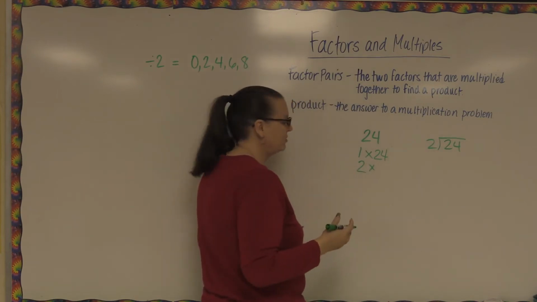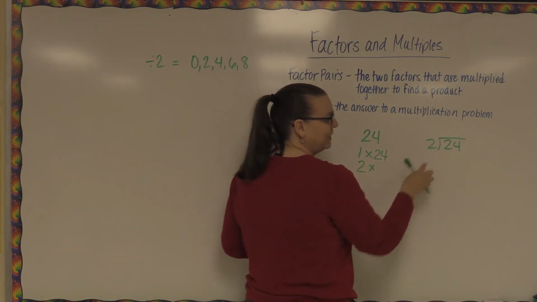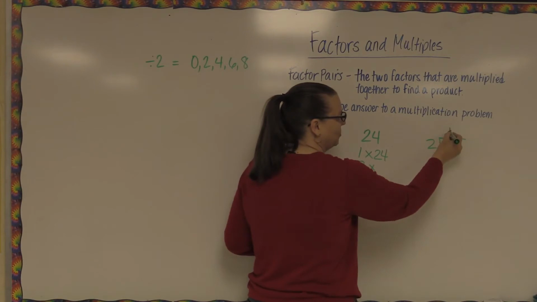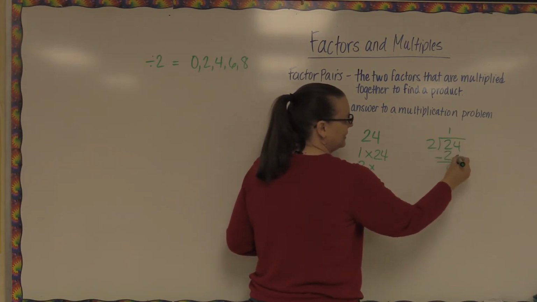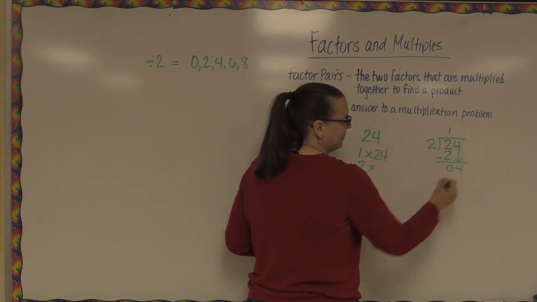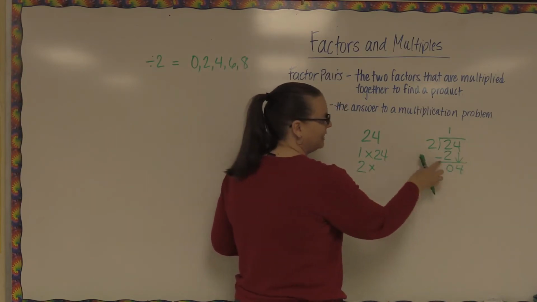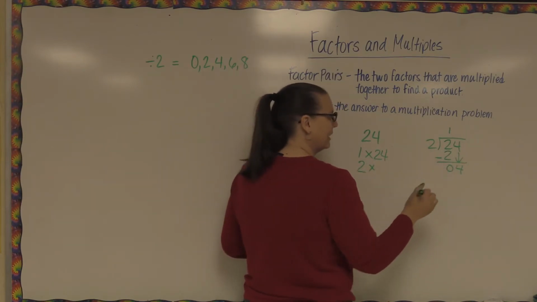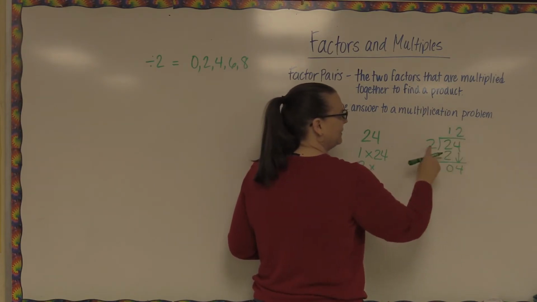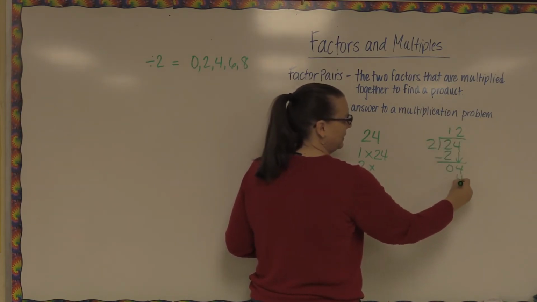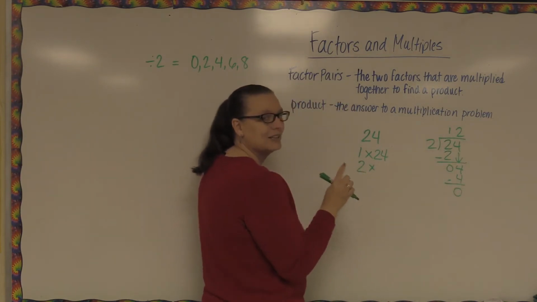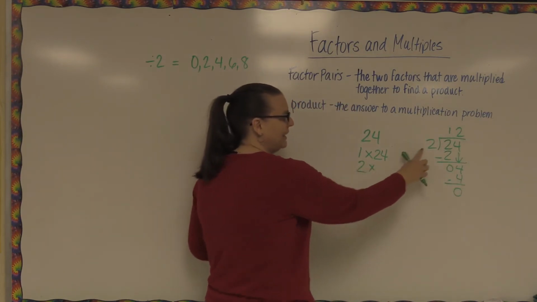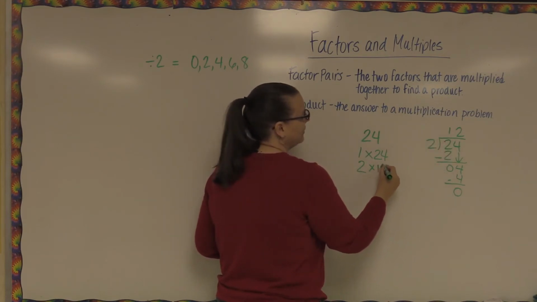I'm going to talk you through this just like I do every other day. How many 2's fit into 2? Well, 1 does. What is 2 times 1? Well, that's 2. Then you're going to subtract and bring down your next number. Then we start again. How many 2's fit into 4? Well, count your 2's. 2 of them will fit. So 2 times 2 is 4. We subtract and we get 0. So we know another set of factor pairs for 24 is 2 times 12.